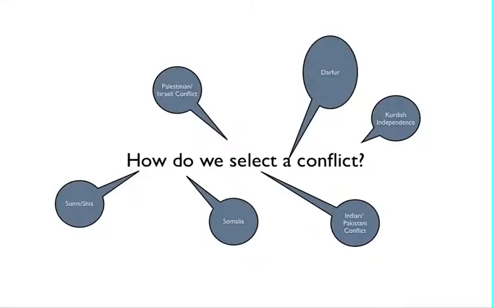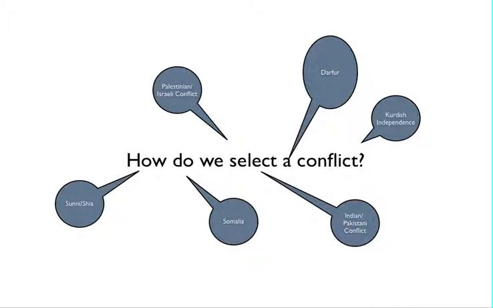So what do you mean by the groups, Mr. Doyle? Well, first of all, we're going to need to select a conflict. And so how do we select a conflict? Unfortunately, in the world today, there are lots of conflicts to choose from. You have the Palestinian-Israeli conflict, you have Darfur, Somalia, the Indian-Pakistani conflict, you have Kurdish independence, which involves the Kurds, but also several countries, Iran, Iraq, and Turkey.